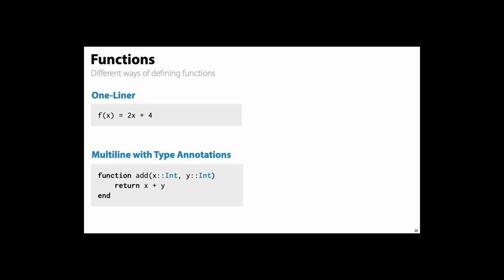And as you can see here in blue, I added some type annotations. You don't have to add them, but here I'm saying that the x and the y have to be some integer. This is a shorthand for Int64, a 64-bit integer. So here's an example of calling them. F of 3 is going to give us 10, and add 3 and 4, well, it's just going to give us 7.